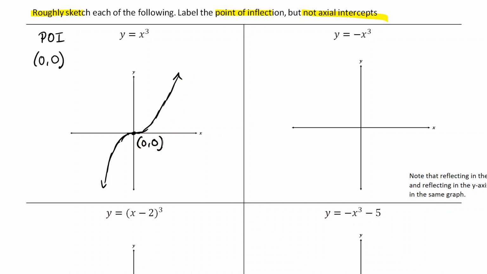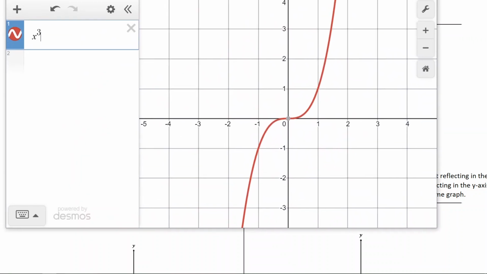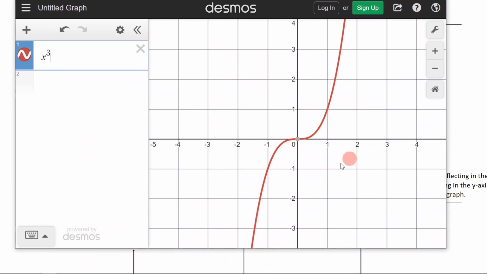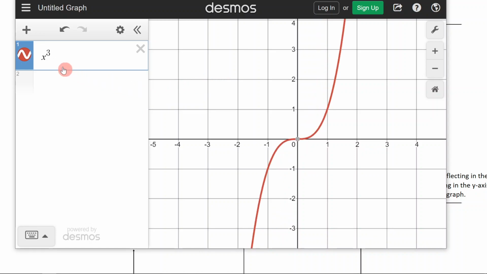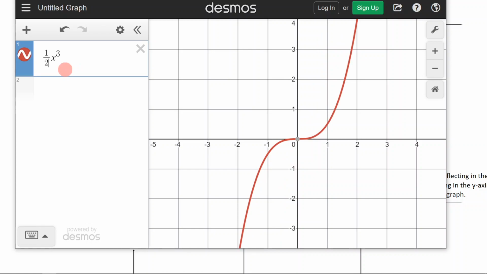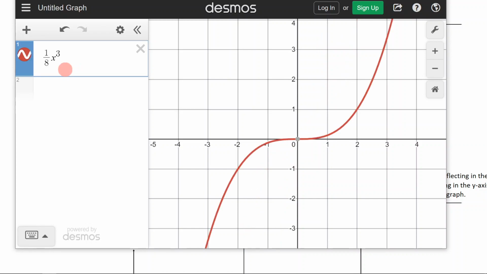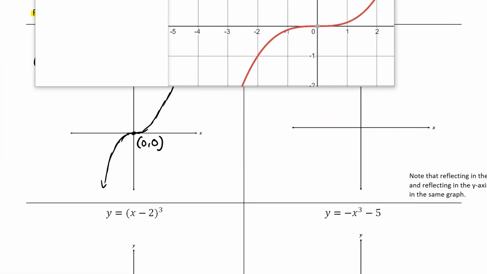And now what we can do is just have a play a bit on Desmos, and I highly recommend that you do this as well. Just put a cubic in this form, and then see what happens when you change the dilation factor. So if I was to make it 5, you can see it gets narrower. If I was to make it 9, it gets even narrower again. But if I was to make it 1 on 2, it gets wider. So too, if I made it 1 on 8, it gets wider again. So it's important that you have a bit of an understanding of what that dilation factor is doing when you've got a cubic in this form.